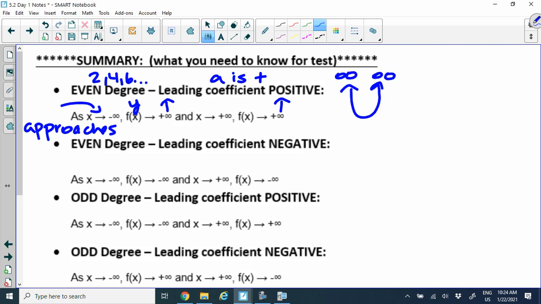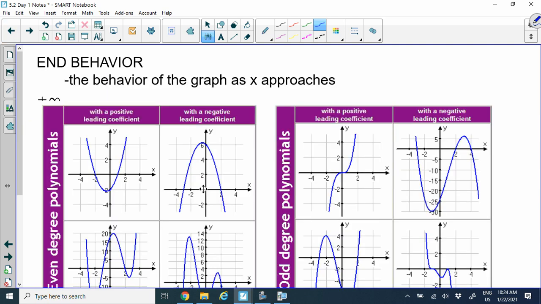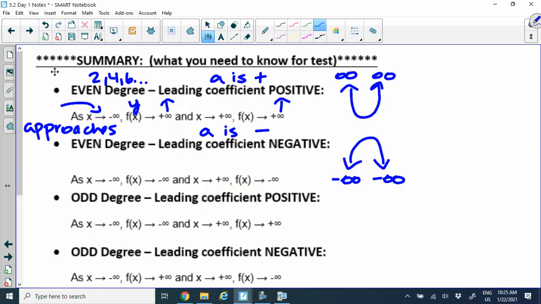Okay, now let's say we still have an even degree, but the leading coefficient is negative. So a is negative. This is when our graph opens down, right? That means we're going to go to negative infinity. So as x approaches negative infinity, so as our x values get smaller, so do our y values. They go to negative infinity.